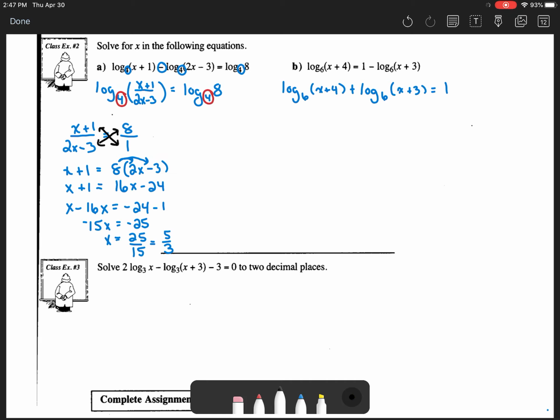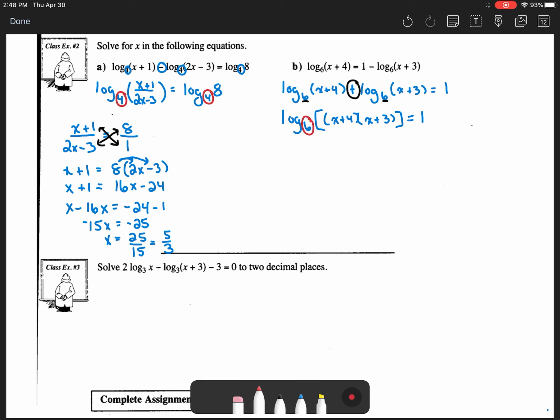On the left-hand side I am adding log expressions with the same base, so this time I multiply the arguments. This is log base 6 of x plus 4 times x plus 3, and that equals 1. I have two routes here. I can convert this into exponential form, or I can change the number 1 on the right-hand side to log base 6 of 6. But I think converting to exponential form will be the easiest here.